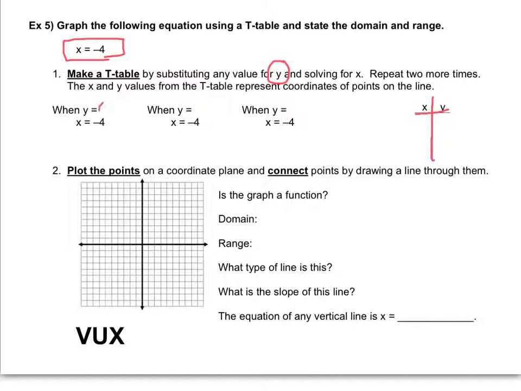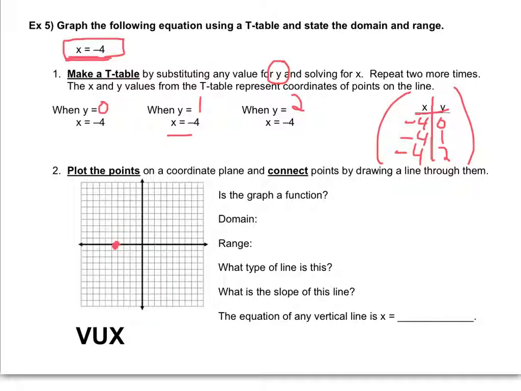So I'm going to let y equal 0. When y is 0, since there's no y in the equation, x is just going to be -4. So I'll put that on my t-table. When y is 1, x is still going to be -4, no matter what. And when y is 2, x is still going to be -4. So here is my table of values that I can graph. Go ahead and graph it, and I will too.